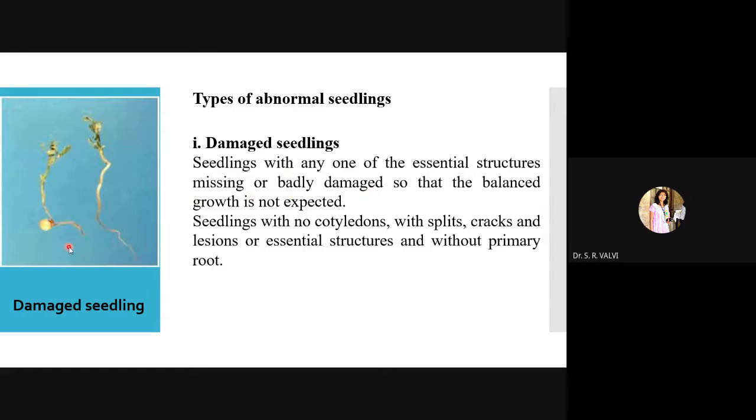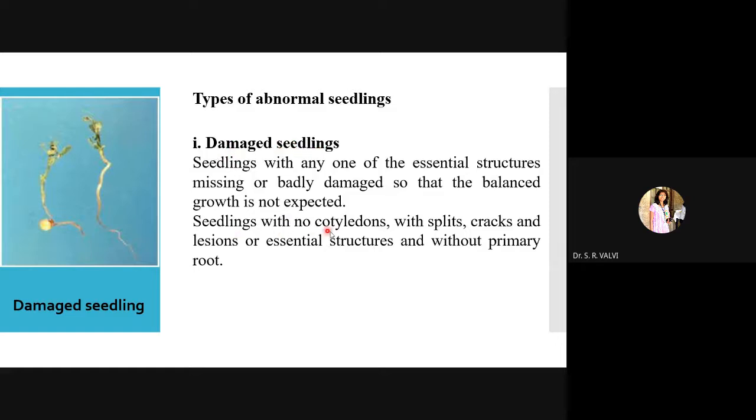Okay, there are many structures, right? So we have the embryo, then we have the radicle part, we have the shoot, the upper plumule part, then we have leaves on it, right? So what is mentioned here is any one part that is missing or badly damaged, and that seedling is called what? A damaged seedling, right?